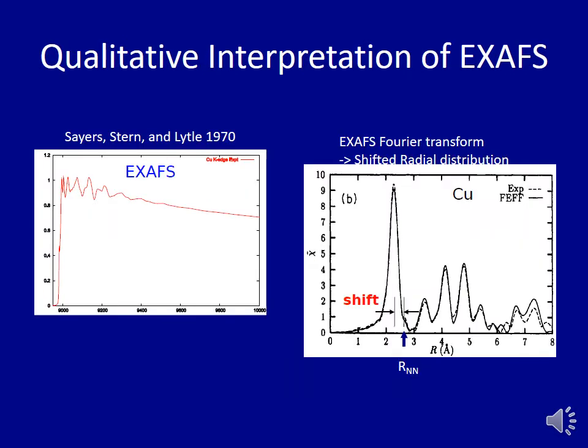So in 1970, Stern, Sayers, and Lytle came up with a qualitative interpretation of XAFS, where they noticed that if you take the background, subtract the edge so that you get the edge sort of isolated, and then you draw a smooth curve through the oscillatory part, you can extract just the oscillatory part of the curve. You can then Fourier transform, and you get something that looks like sort of a shifted radial distribution. It's not exactly that, and I'll talk about the reasons for that a little bit later, and you'll probably hear quite a bit about that as well in other talks.